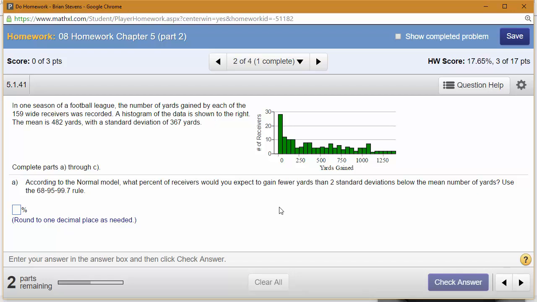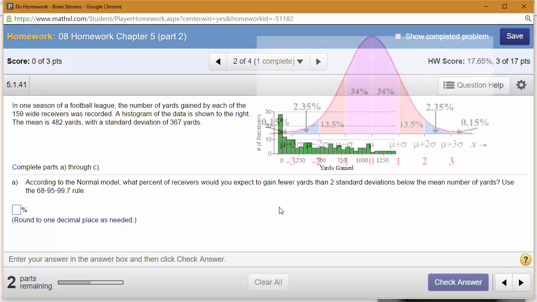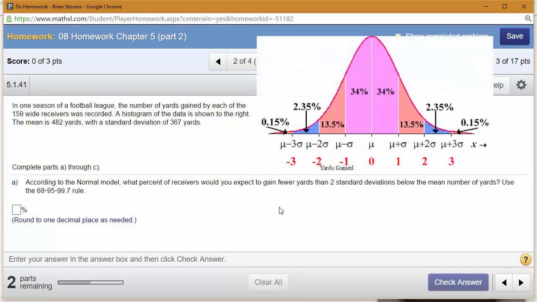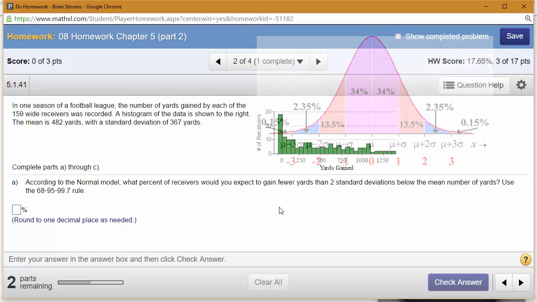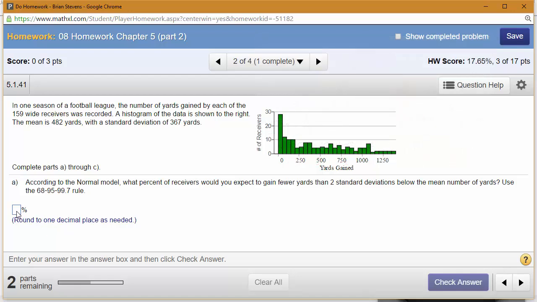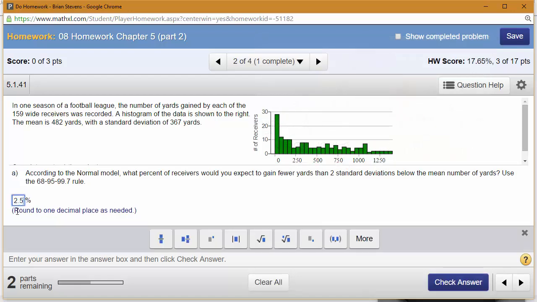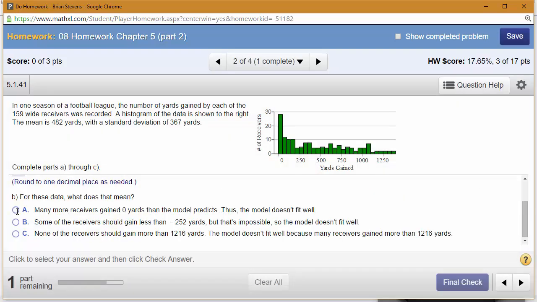Review those concepts. According to the normal model, what percentage of receivers would you expect to gain fewer yards than 2 standard deviations below the mean? So fewer than 2 standard deviations. We do our 68, 95. That puts us to -2, +2. Now, outside of 95 is 5%. So below would be 2.5 and above would be 2.5. So we're only concerned about this below. So this is a check on the empirical rule right here. And the answer is 2.5.